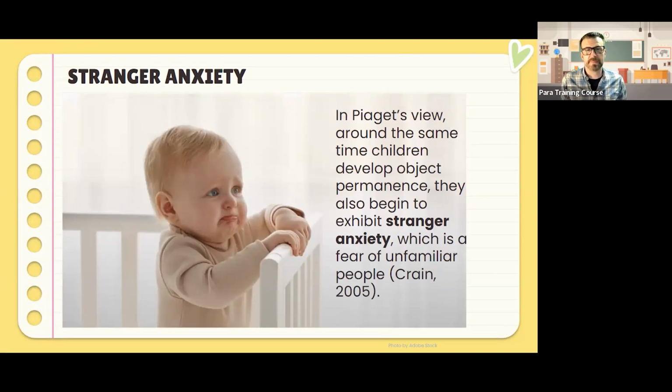Right around the same time that we develop object permanence, we also begin to exhibit stranger anxiety, which is a fear of unfamiliar people. So this actually requires a lot of coordination. You have to be able to recognize facial templates or pick up on the sound of the voice. We know that infants can do that almost from birth. And we'll talk about that in a moment.